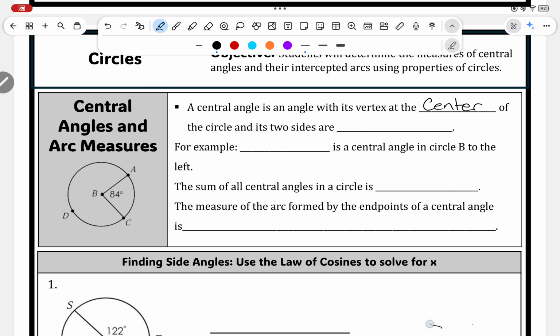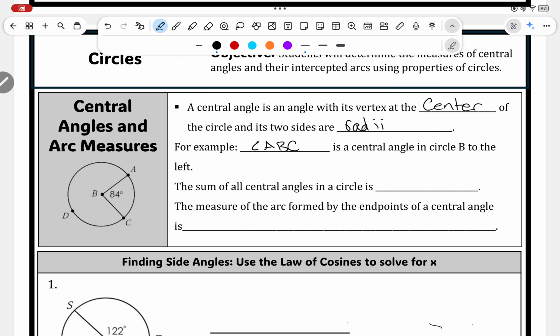And its two sides are known as radii. Normally, you only have one radius, but when looking at arc measures, you're going to have two radii. So for example, on the left here, I have angle ABC, and that's my central angle in circle B.